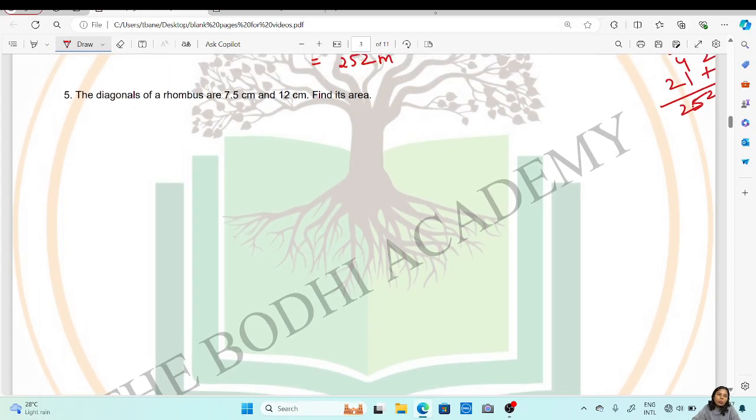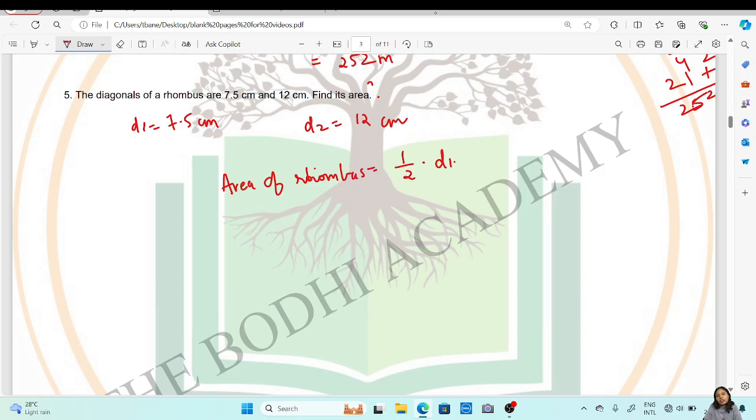So in this case, diagonals of a rhombus are 7.5 and 12 centimeter. Find its area. So D1 is already told, 7.5 centimeter, and D2 is also 12 centimeter. So now find its area. So formula is what? Area of rhombus equals to half diagonal 1 into diagonal 2.